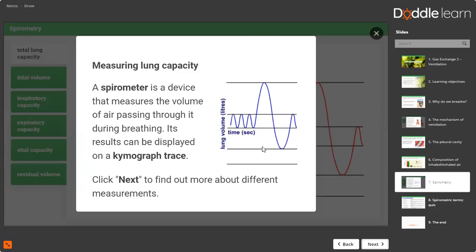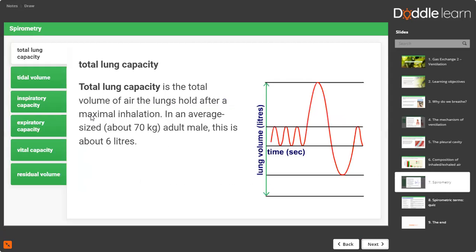So we can measure someone's lung capacity, and we use something called a spirometer for this. This is a device that measures the volume of air passing through it during breathing, and its results can be displayed on a kymograph trace. So we're just going to look at the measurements of this. It looks quite similar to an ECG, but it's not, it just looks at our lung volume.